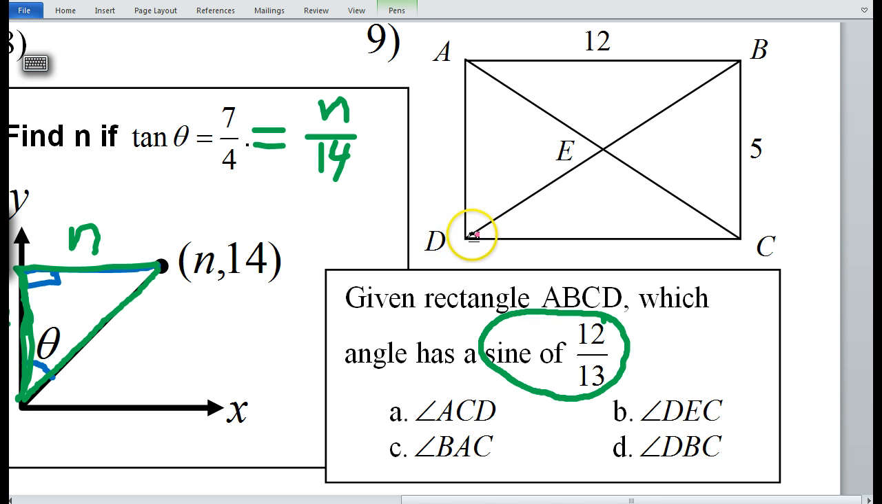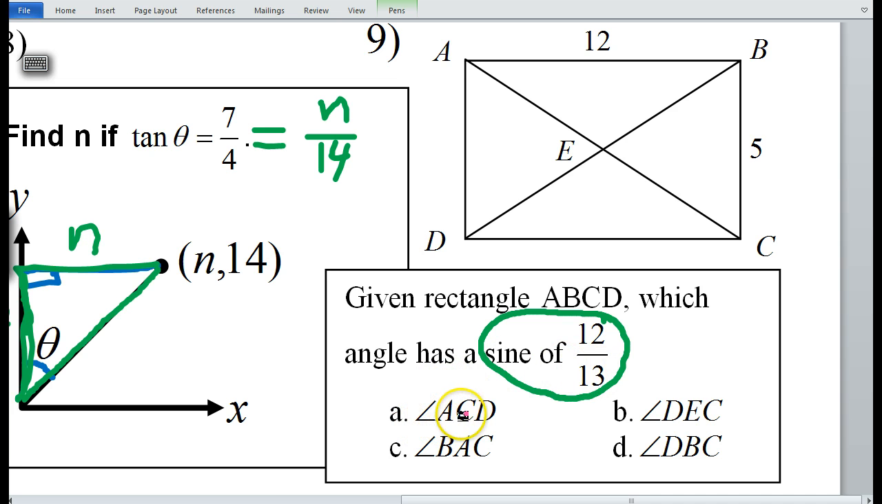So, for example, Maurice said D, B, C. The big triangles are right triangles. So that's a key to this problem, is not to look at the small triangles. The right triangles are the bigger triangles. So we're looking for the one that would give us a sine of 12 over 13. So let's see what we have.